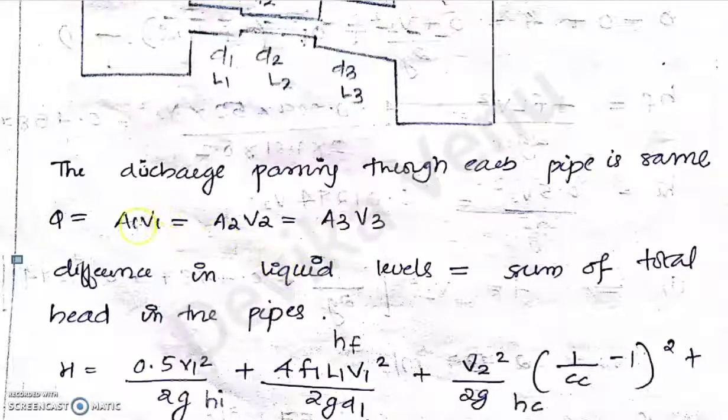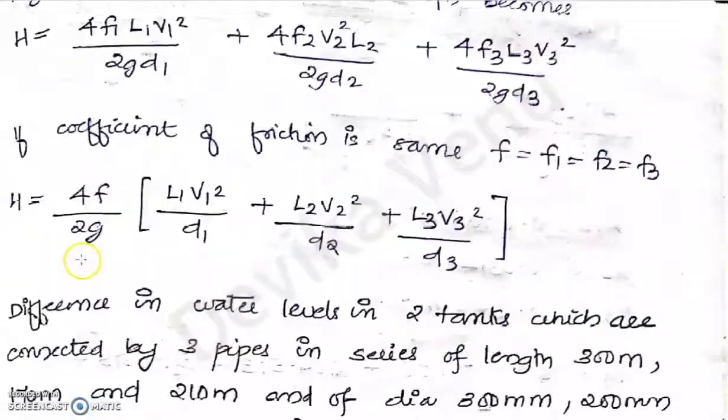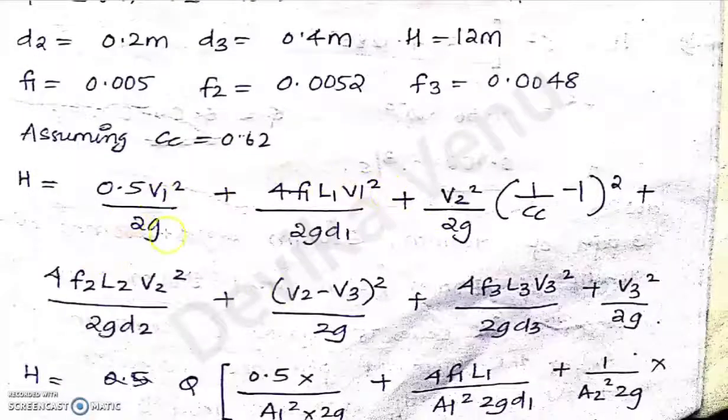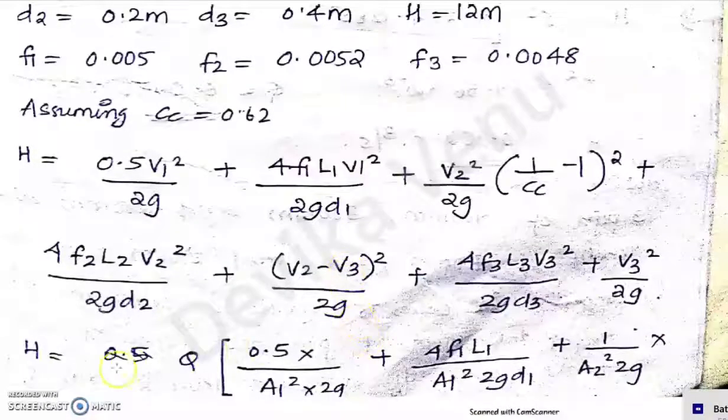So from here, V1 is equal to Q by A1, V2 is equal to Q by A2, and V3 is equal to Q by A3. So you can substitute V1, V2, V3 in terms of Q. In the equation you need V1, V2, V3, so I am substituting in terms of Q, which is a common term for all, and you can take it outside as the common term. Why? Because Q is the only unknown. A1, A2, A3 you can find out with the help of the diameters given, D1, D2, D3.